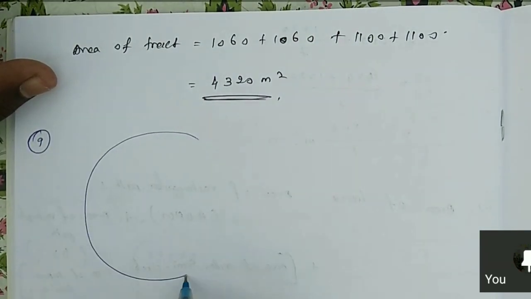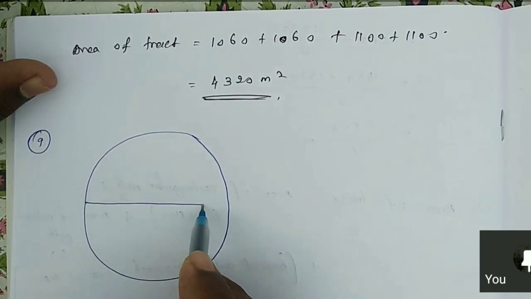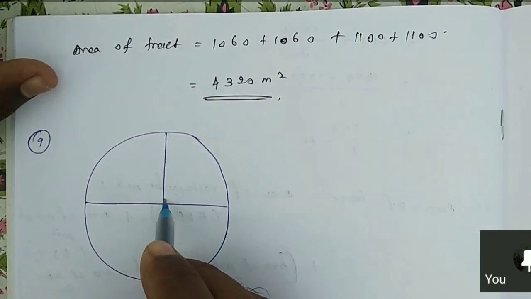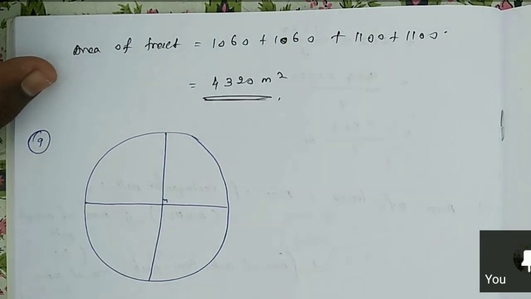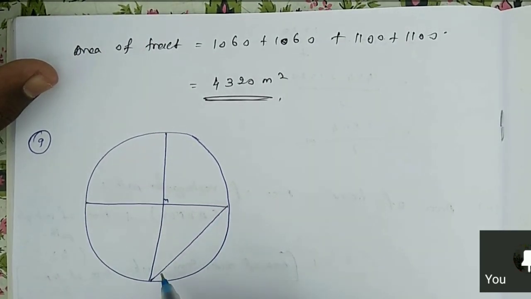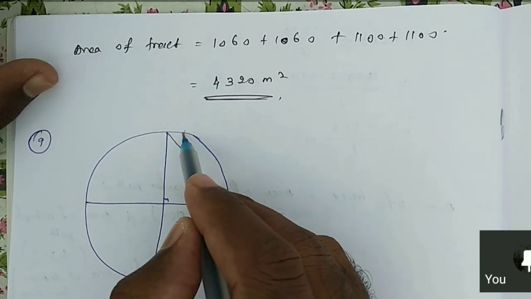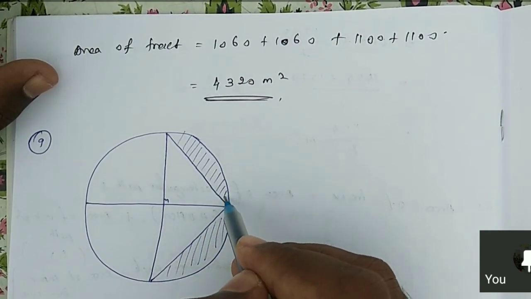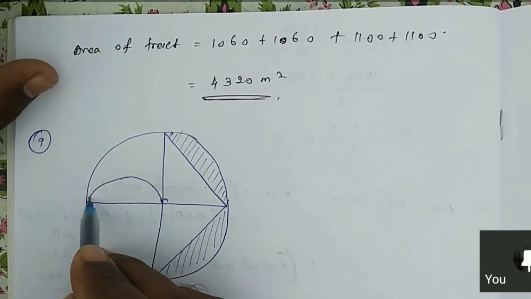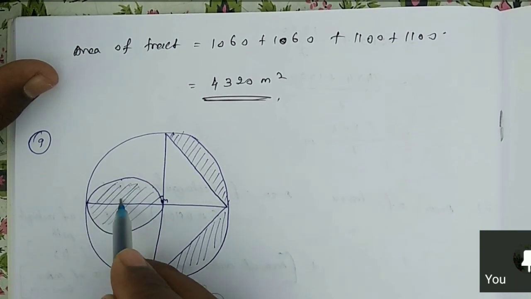So, the larger circle. It is a circle. Next, we'll draw the diameters. The diameters are intersecting and bisecting each other perpendicularly. So here we should draw the segment, this area. Here also we should draw a segment. Next, here we should draw the smaller circle. We should find this area also, right?